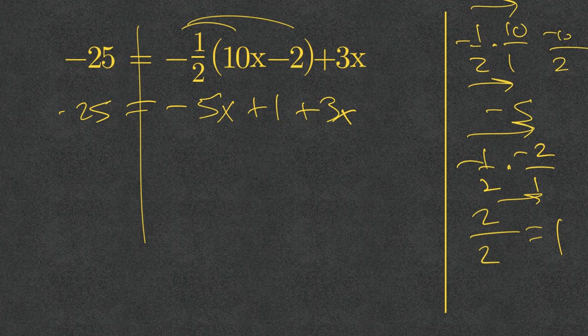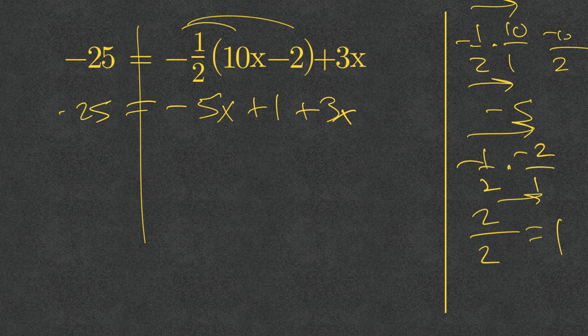Guys, with a lot of situations like this where you're distributing a fraction, give that fraction a chance, okay? A lot of times the numbers work out very nicely. 1/2 of 10 is 5. -1/2 times 10 is -5x. -1/2 of -2 is a +1. Okay? But just remember, if you take a fraction times a non-fraction, I would recommend that you put that non-fraction over 1.